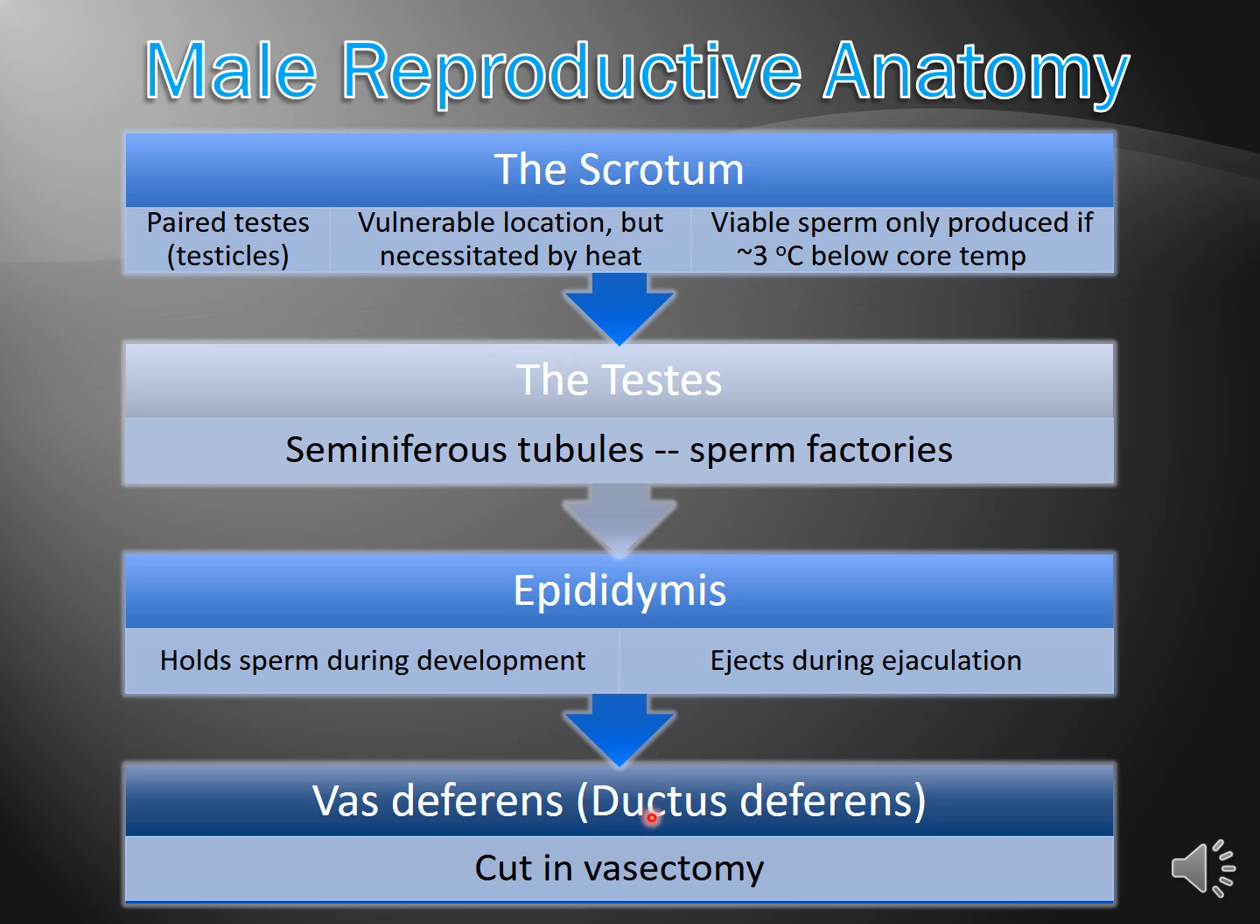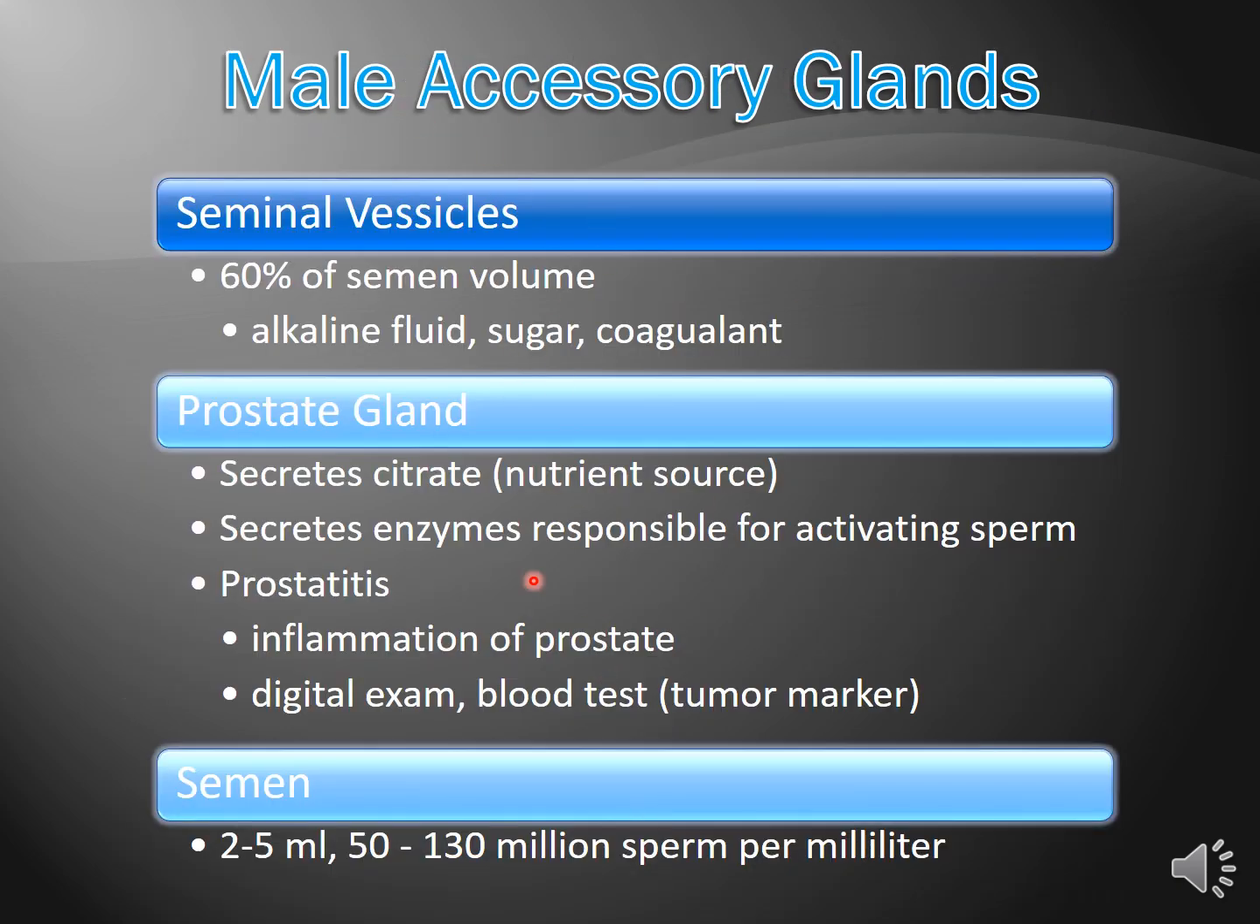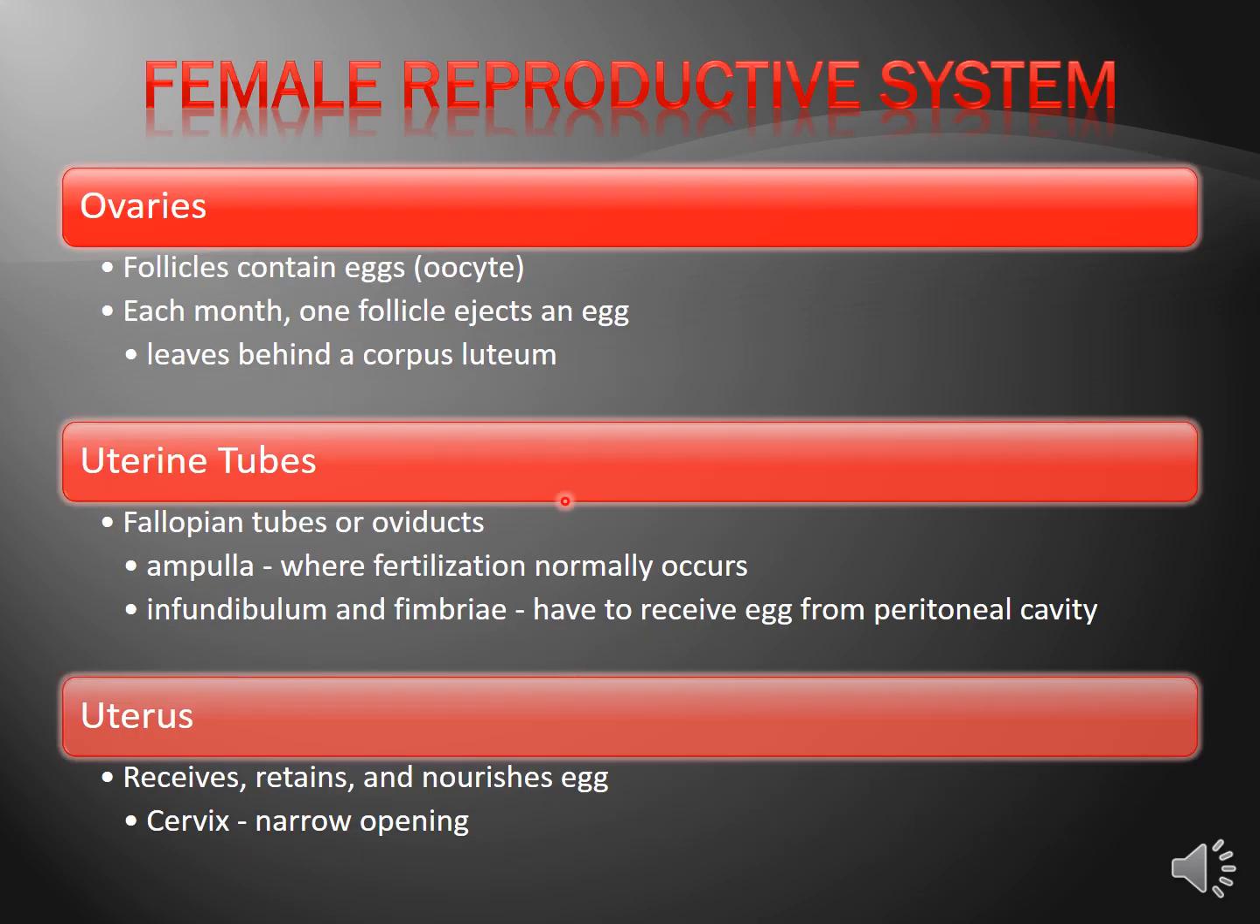Male anatomy, boring and easy. Male accessory glands, boring and easy. The female reproductive system, the ovaries are responsible for developing eggs and releasing one, usually, sometimes more, a month.